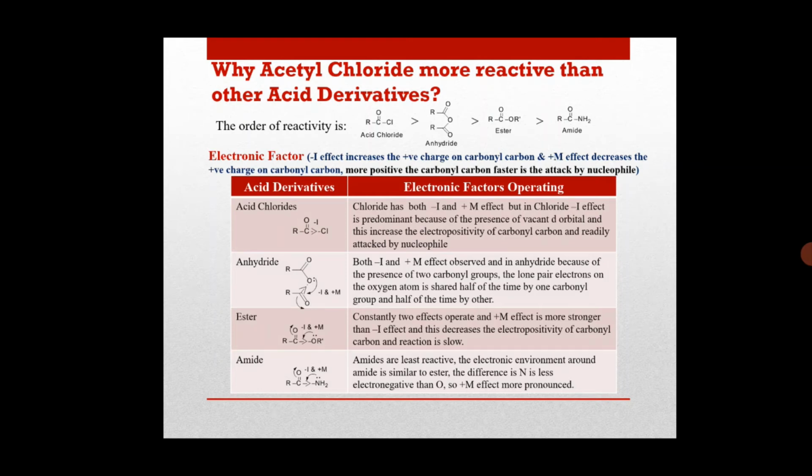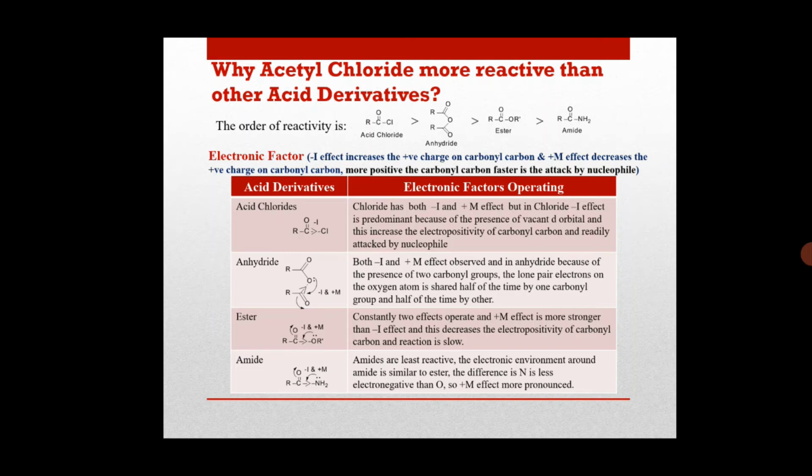Now let's look at the electronic effect present in various acid derivatives. Look at acid chloride. The chloride group adjacent to the carbonyl group can have both -I and +M effect. But in chloride, the -I effect is predominant because of the presence of vacant d orbital, and this increases the electropositivity of the carbonyl carbon and the carbonyl carbon is readily attacked by the nucleophile.